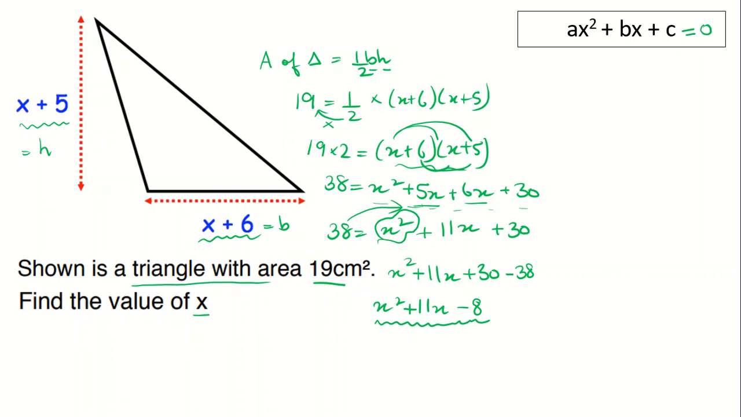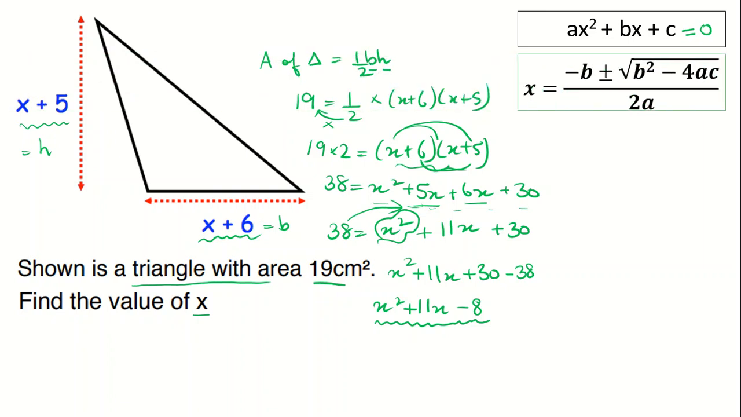So I'm going to use the quadratic formula for this one, and the quadratic formula is something like this: x is equal to minus b plus or minus square root of b squared minus 4ac, over 2a.